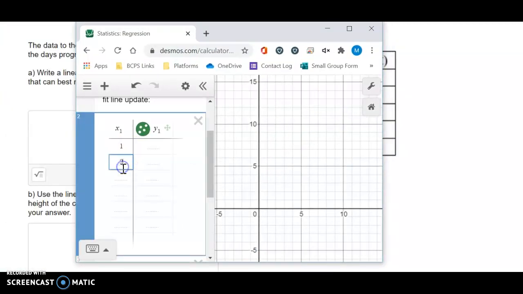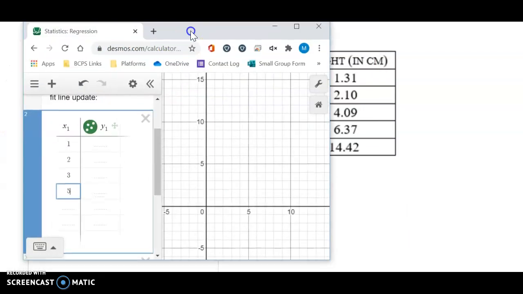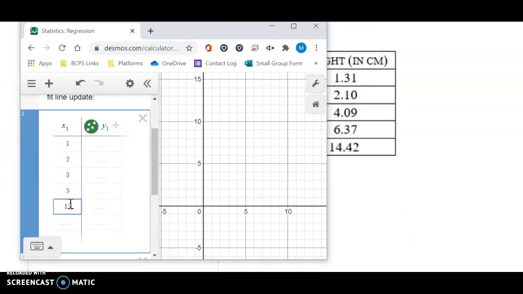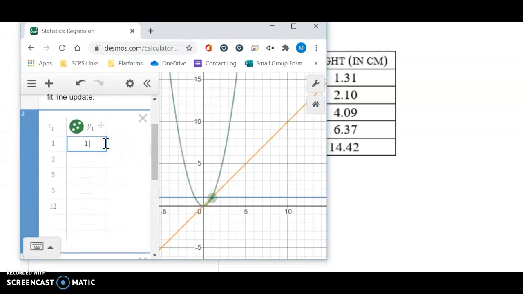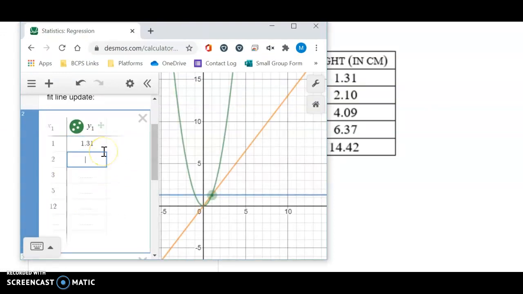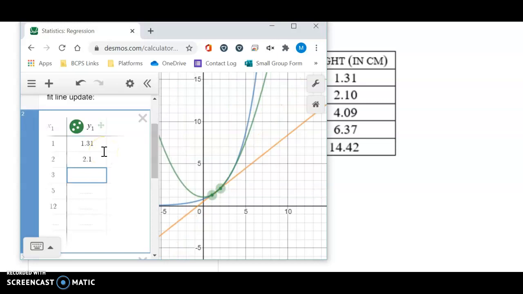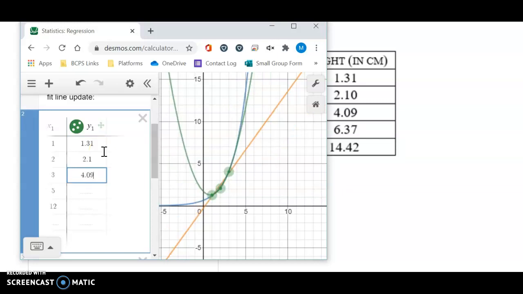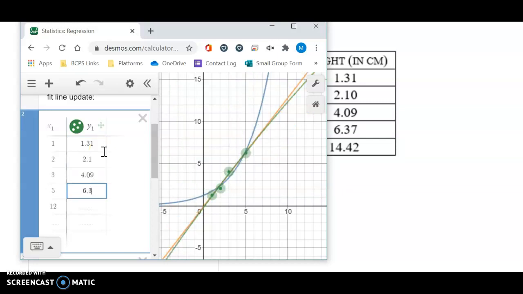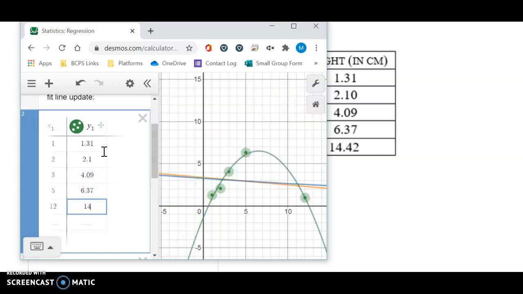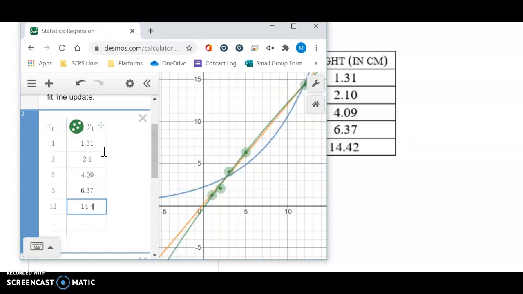So we've got 1, 2, 3, 5, 12, 1.31, 2.1, 4.09, 6.37, 14.42.